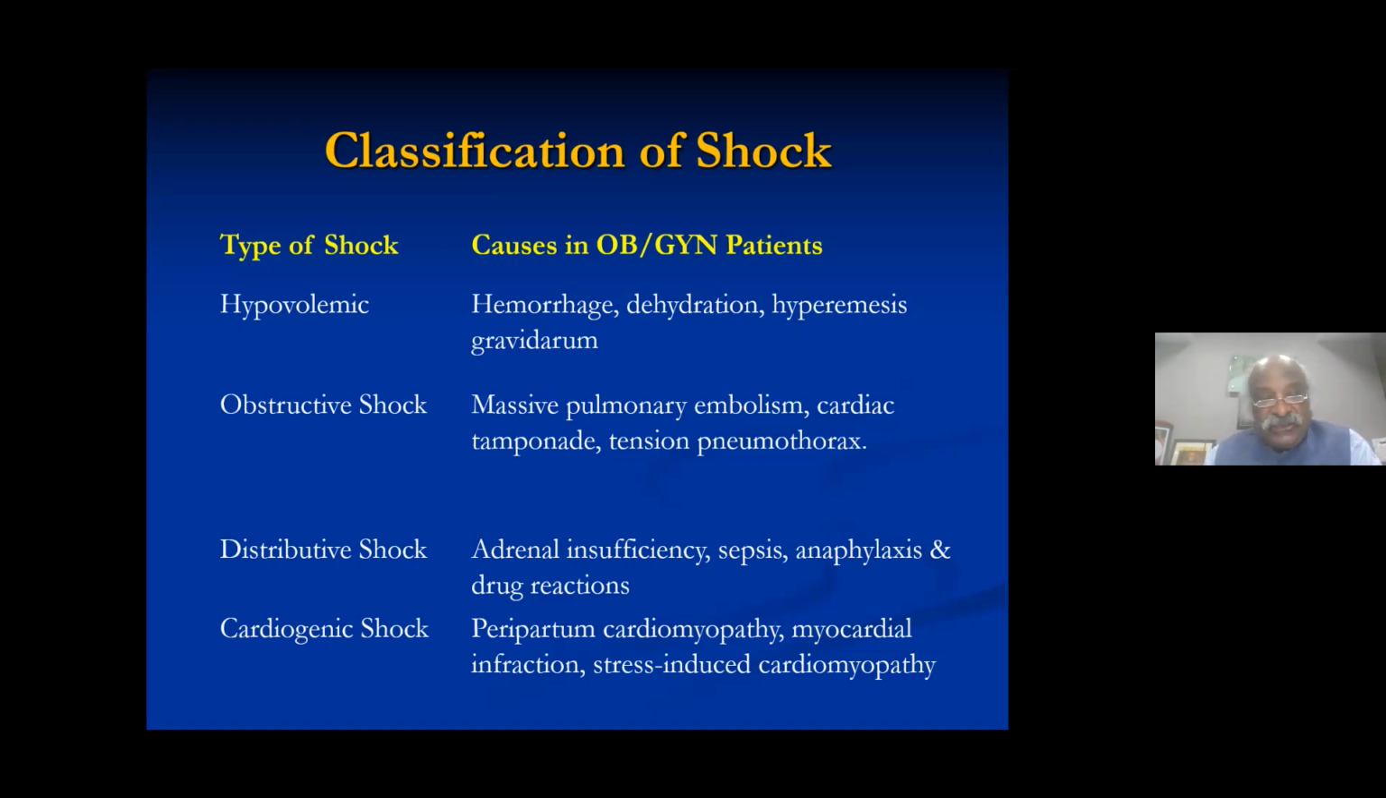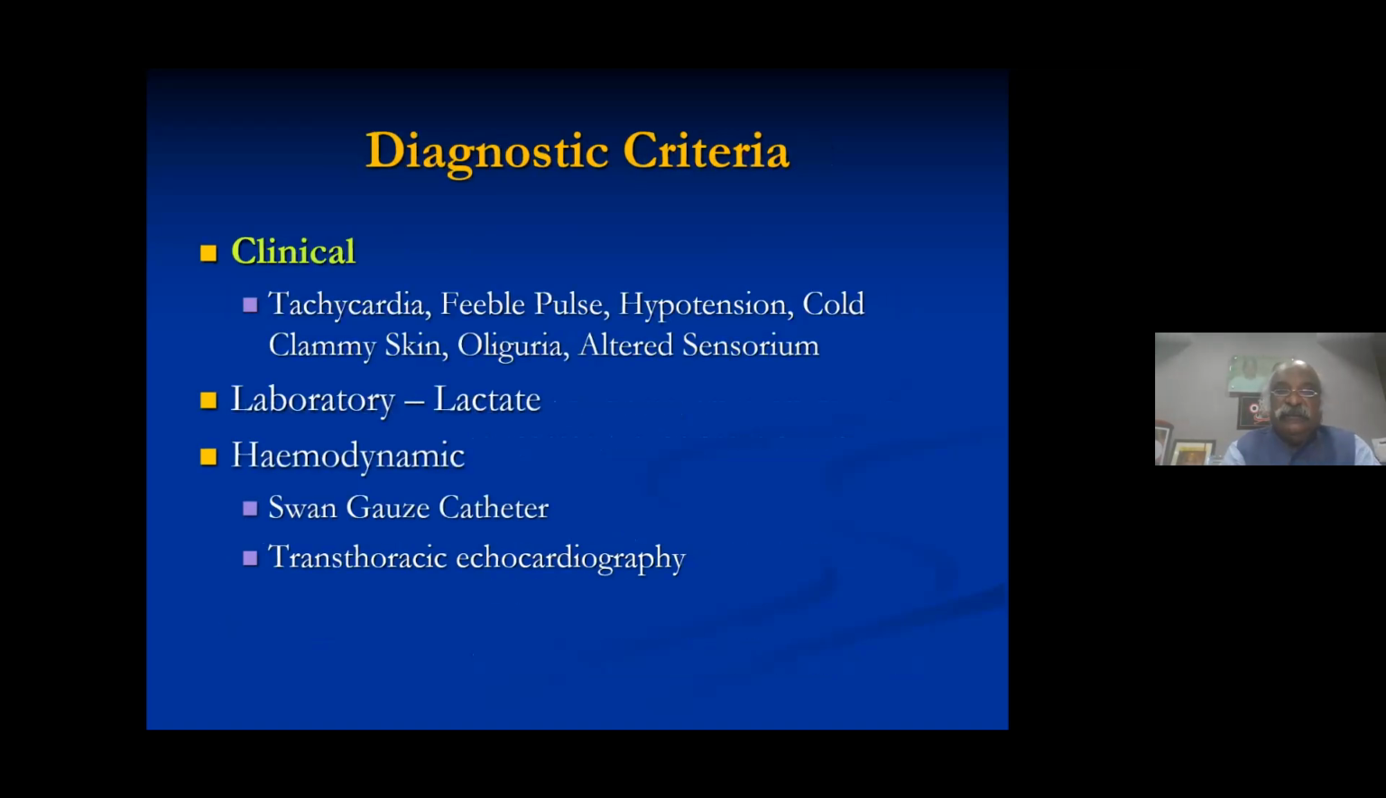Last is cardiogenic shock: peripartum cardiomyopathy, where the primary cardiac or pump failure is there. Myocardial infarction, stress-induced cardiomyopathy, and constrictive pericarditis. These are all examples of cardiogenic shock. Let us analyze all these.